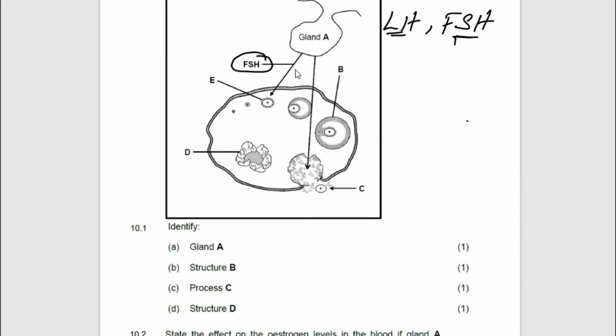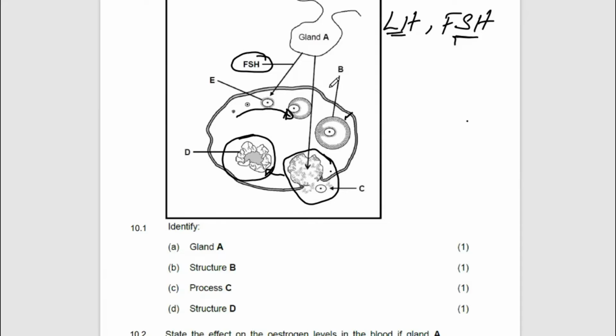And then what is this? This is the mature Graafian follicle. This is the ovum and the process which is taking place here is ovulation, and once ovulation takes place, you go to what you call the corpus luteum. So this is the empty Graafian follicle which has turned into corpus luteum. We said this is a mature Graafian follicle, and this is the developing follicle. These are the developing follicles.